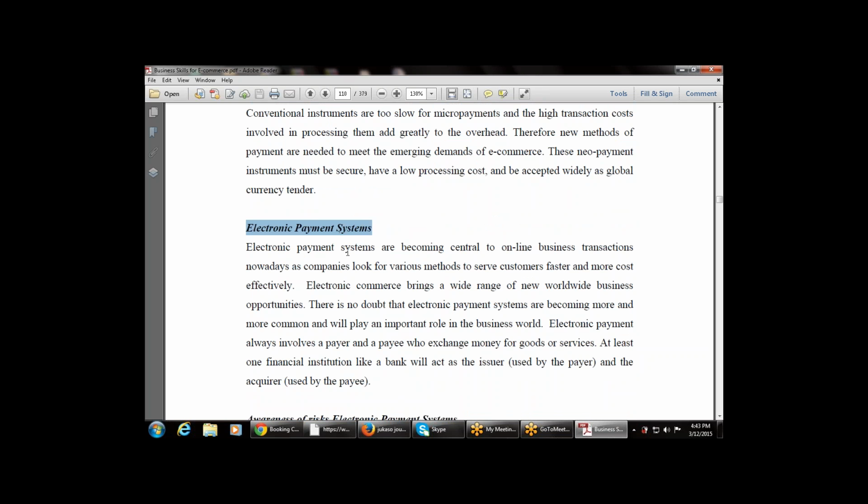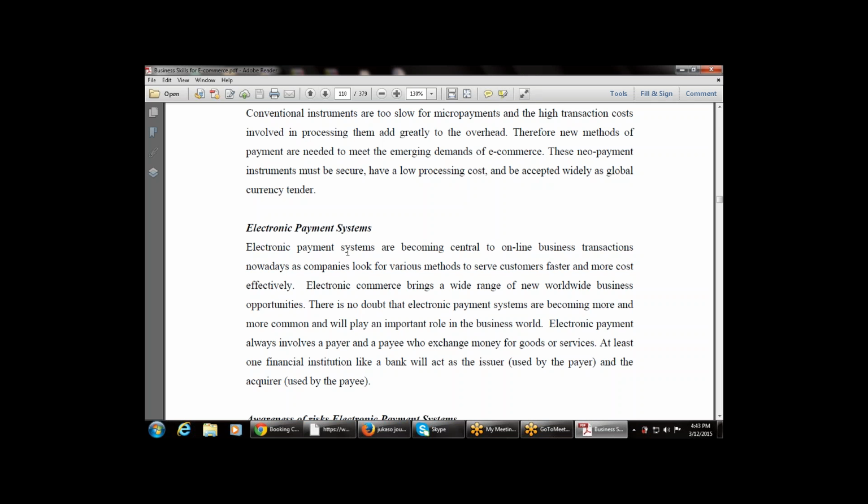Then next, we have covered what an e-payment system is. E-payment systems are becoming central to online business transactions nowadays. Why are they central? Because every company looks for various methods to serve customers faster and more cost effectively.